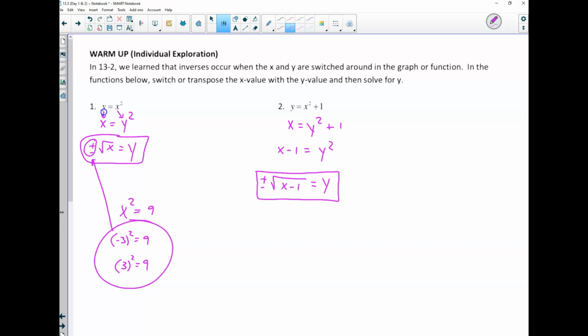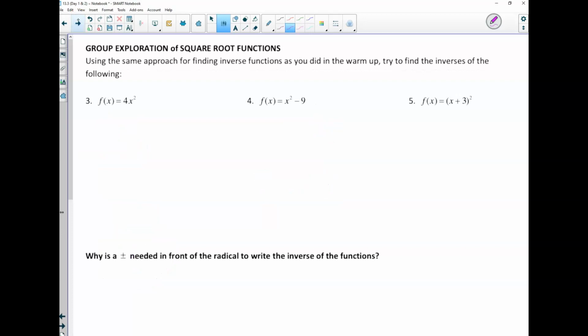Number two, I switch: all y's become x's and all x's become y's, and then I just solve for y. So all I did was subtract 1 from both sides, x minus 1 equals y squared, then I square root. Again, there's a positive and a negative, and I'm square rooting the entire side of the function. So now we're going to do a little exploration of square root functions using the same approach for finding inverse functions as we did in the warm-up. Try to find the inverses of these three functions, okay? It's all order of operations.